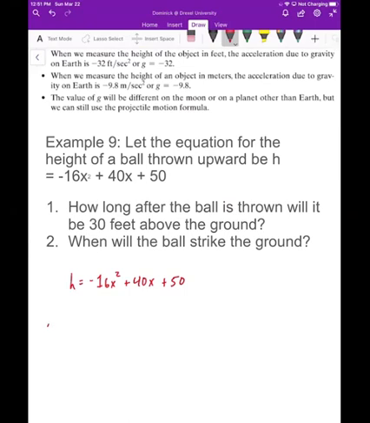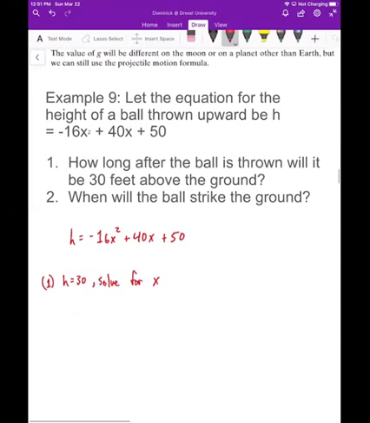So the first part of this problem is we want to know how long after the ball is thrown will it be 30 feet above the ground. Well, what we can do is if we want the height to be 30, we just set h equal to 30 and solve for x. So then we get 30 is equal to negative 16x squared plus 40x plus 50. Well, now this is something that we can solve.